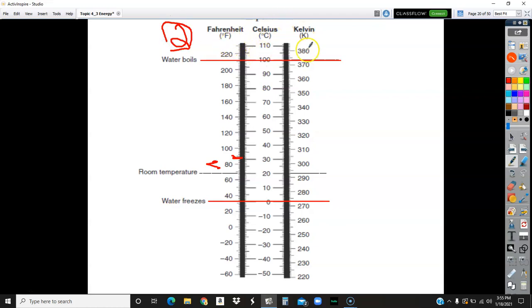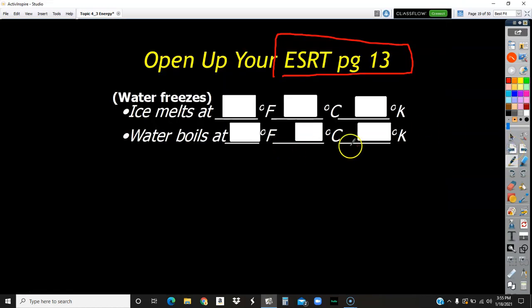The Celsius and the Kelvin scales count by ones, the little lines. So if this is 20, then it goes 21, 22, 23, 24, 25, etc. Kelvin, same thing. If this is 310, let's say right here, this would be 311, 312, 313, 314, 315. So you got 1 degree for Celsius, 1 degree for Kelvin, but counting by twos for Fahrenheit. So they might ask you to do that on an exam or even on the Regents where you have to convert. They also give you some special numbers.